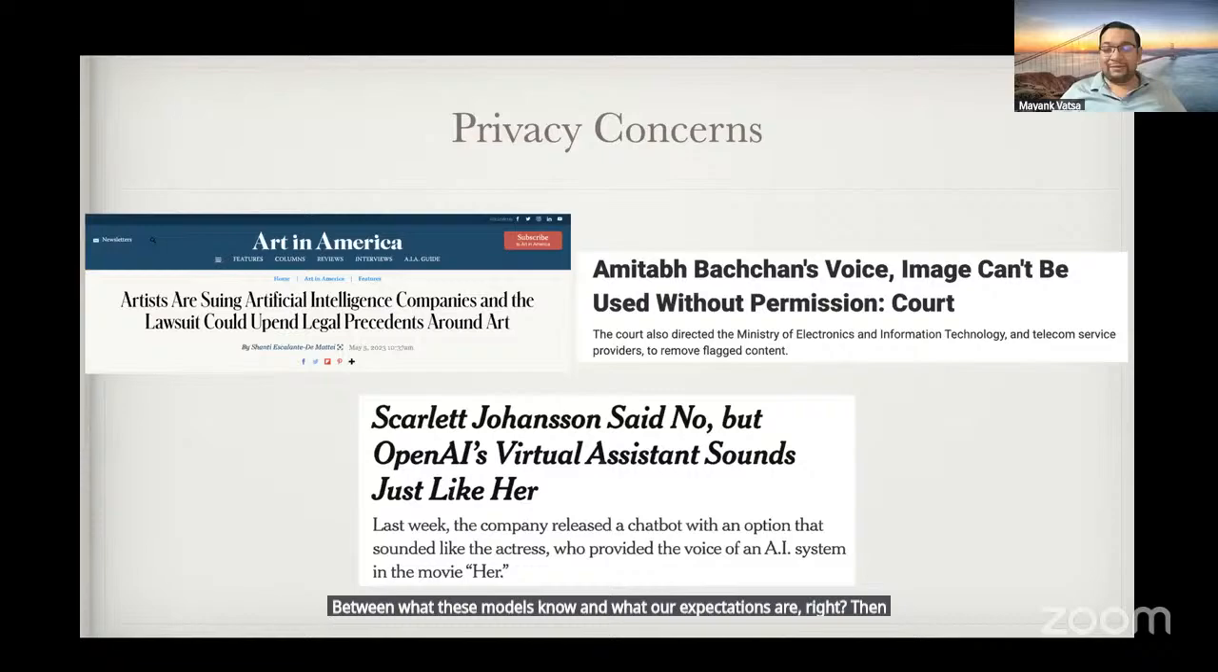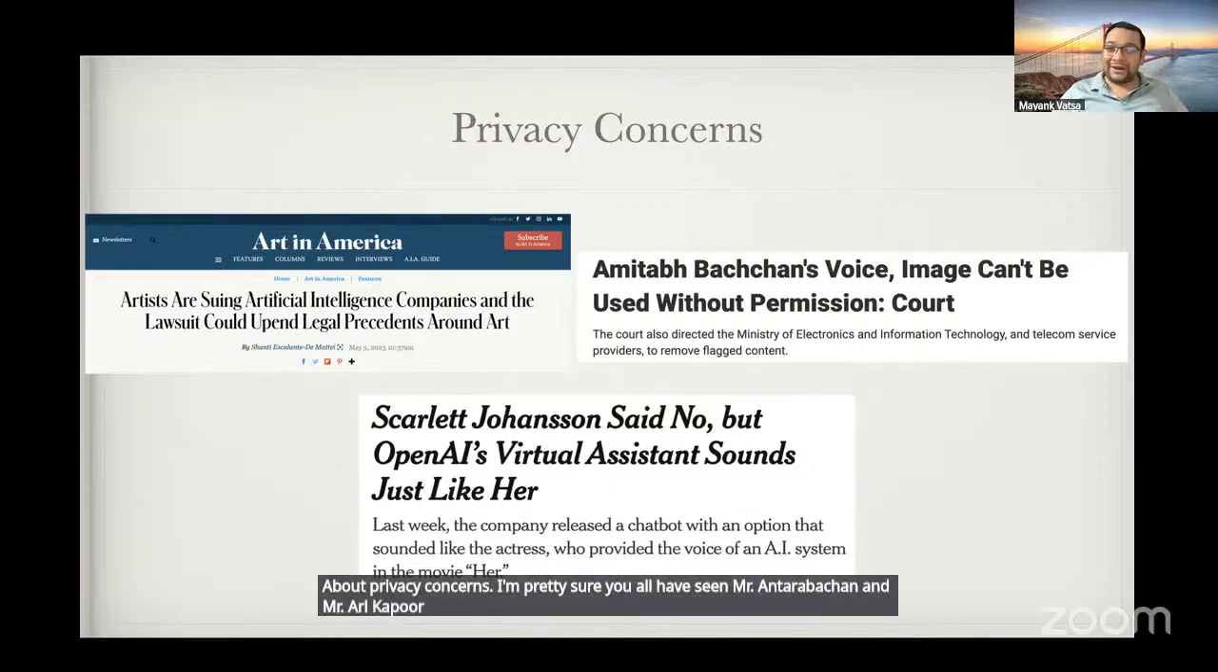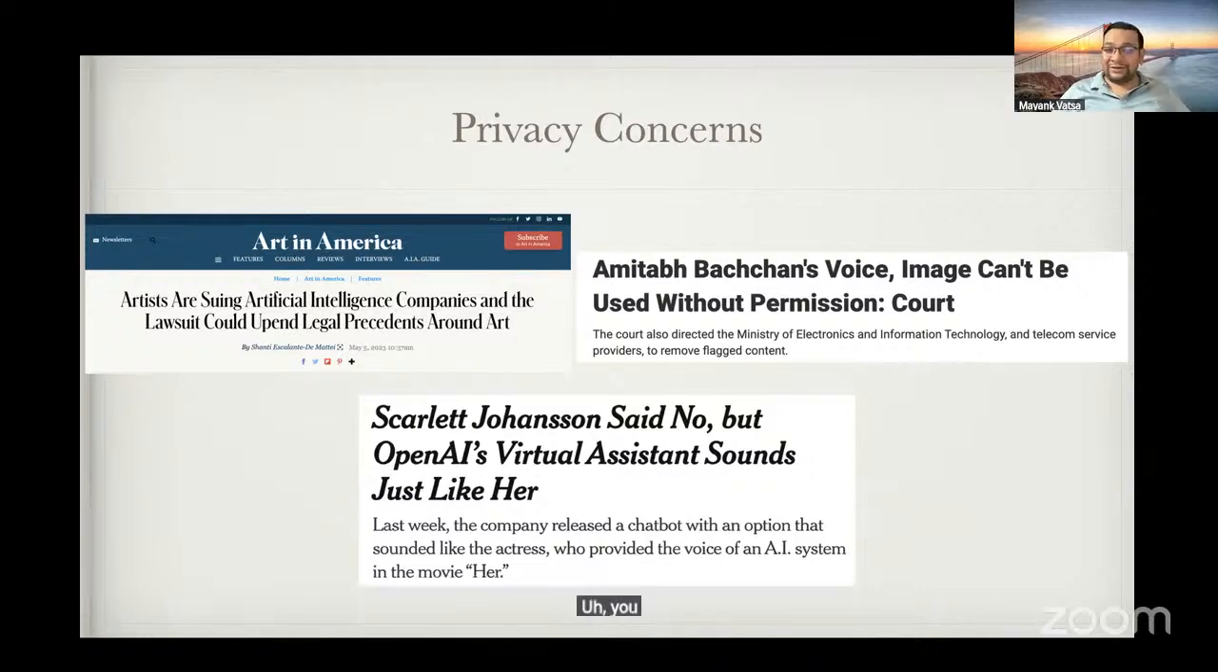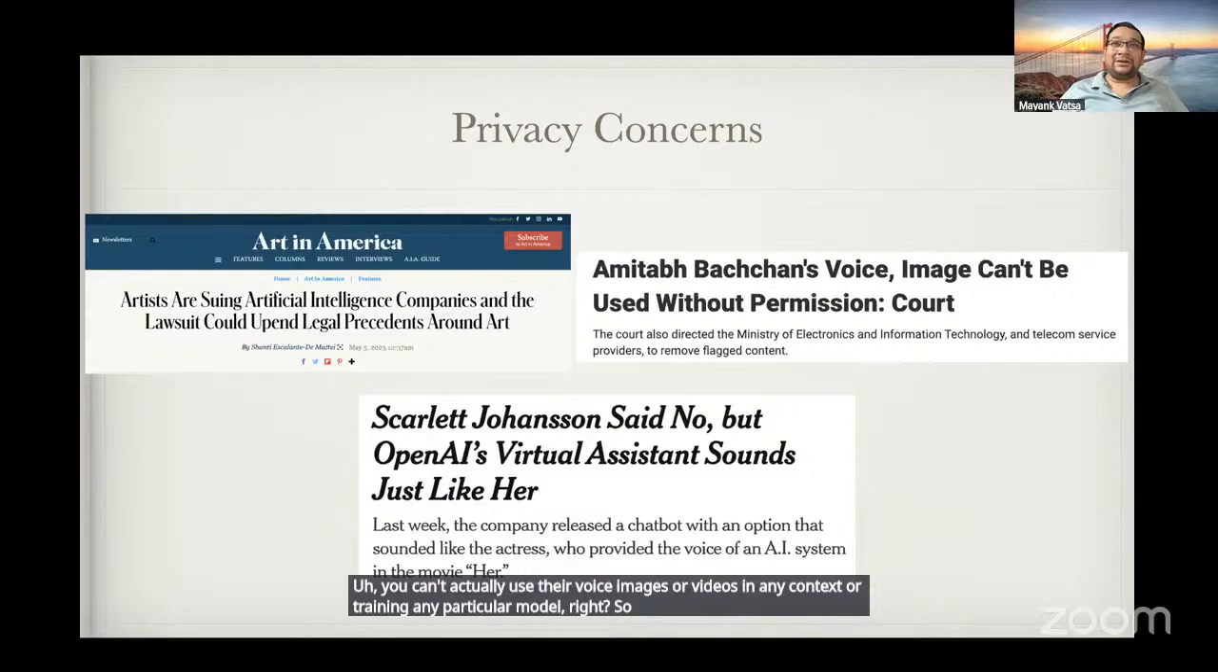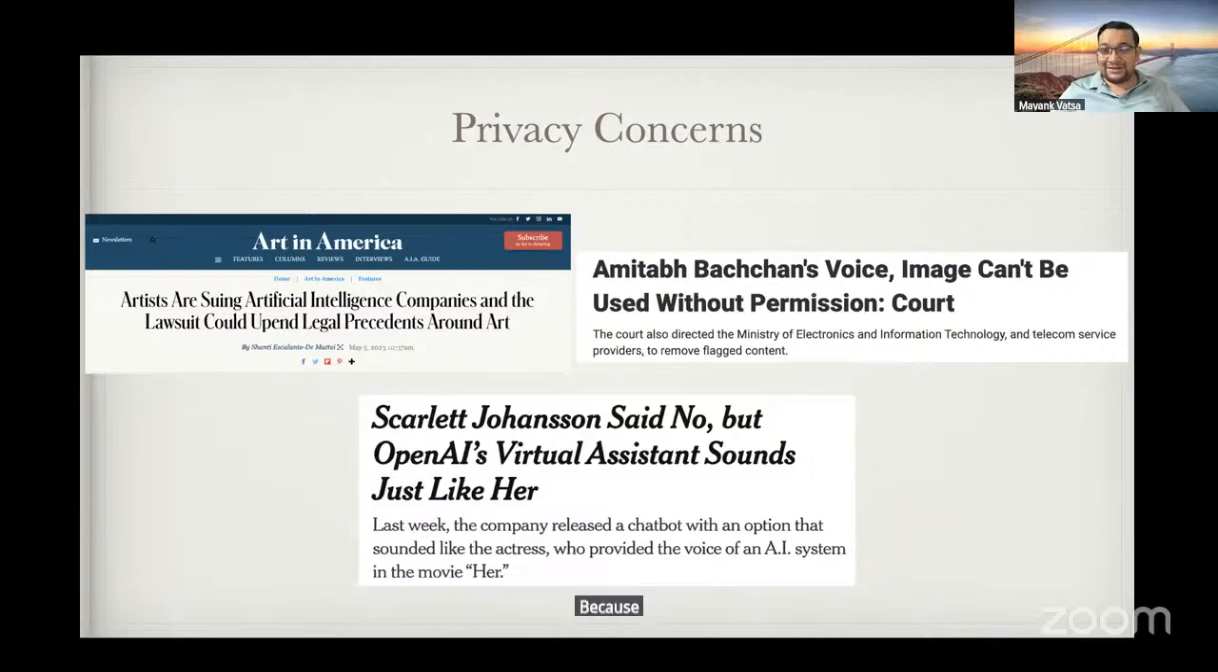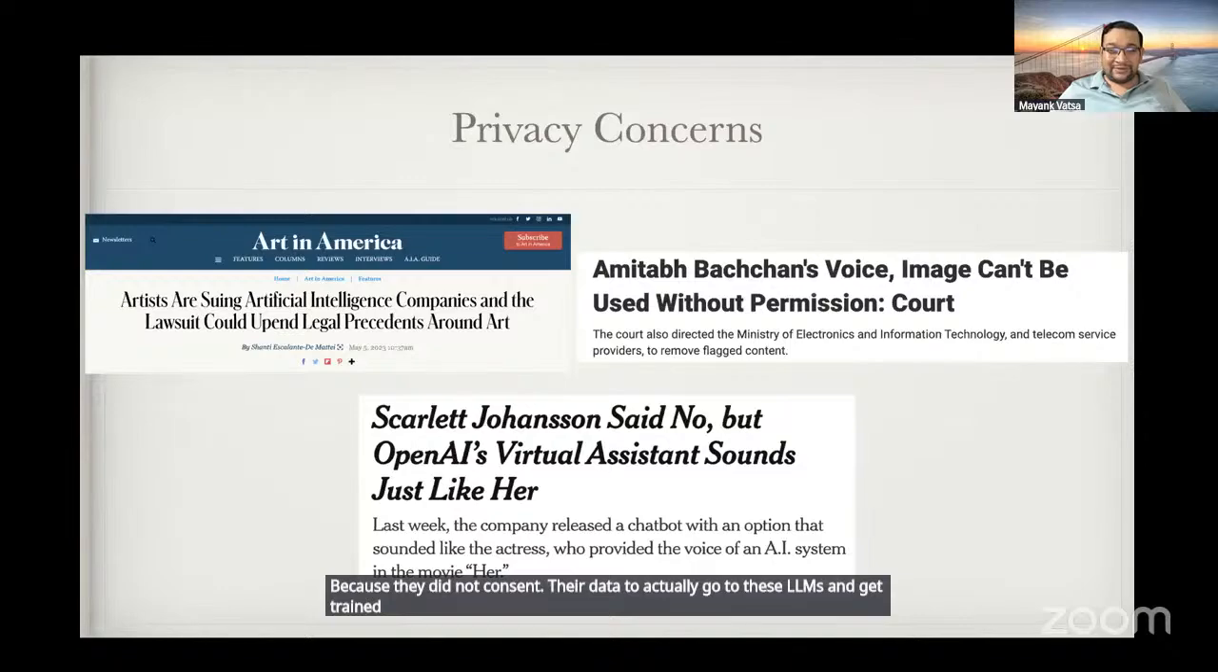Then the second motivating point is about privacy concerns. I'm pretty sure you have all seen that Mr. Amitabh Bachchan and Mr. Anil Kapoor have copyrighted their voice and face, and without their consent you can't actually use their voice, images, or videos in any context or for training any particular model. So if you are downloading their images from the web and providing these to LLMs, that's essentially a breach of their privacy, because they did not consent to their data going to these LLMs and getting trained on in some sense, right?